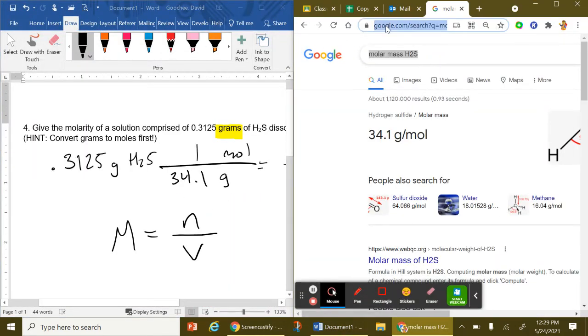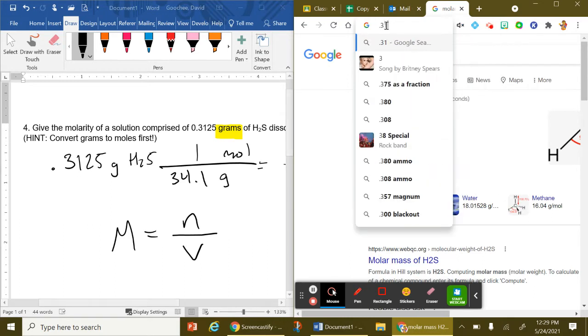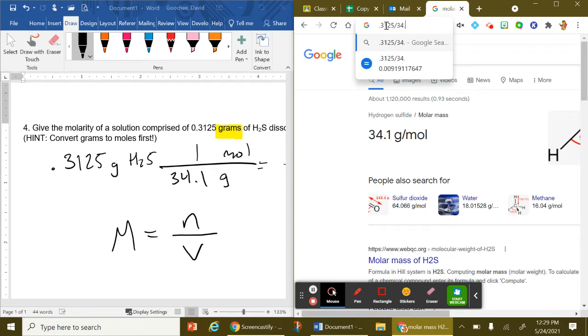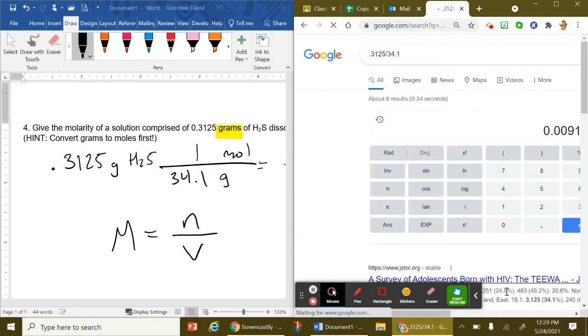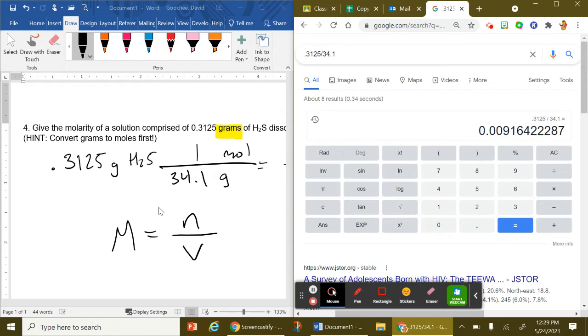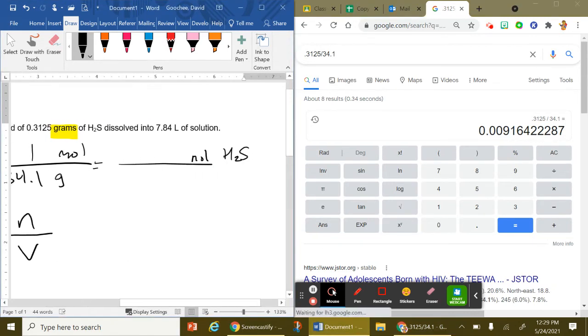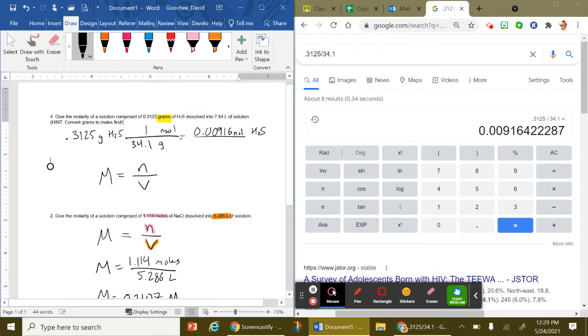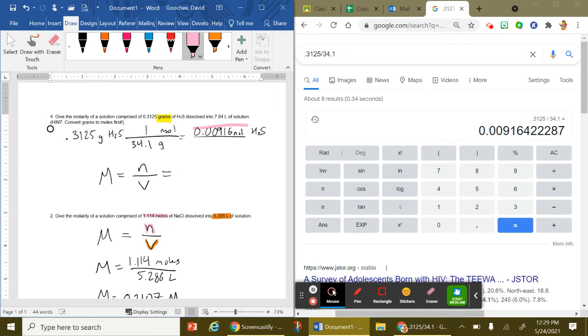So Google: 0.3125 grams divided by 34.1, and I get the number of moles is equal to 0.00916. Don't just stop at 9, guys. Don't do 0.009. That's too much rounding, okay? So here we go. All right, so the molarity equals the number of moles. All right, this is the number of moles.